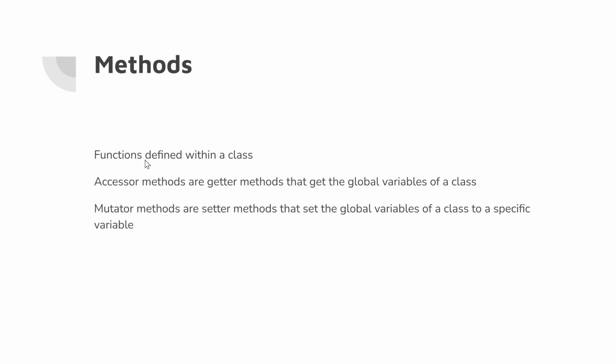Methods are functions defined within a class. Accessor methods are getter methods that get global variables of a class. Mutator methods are setter methods that set the global variables of a class to a specific value.